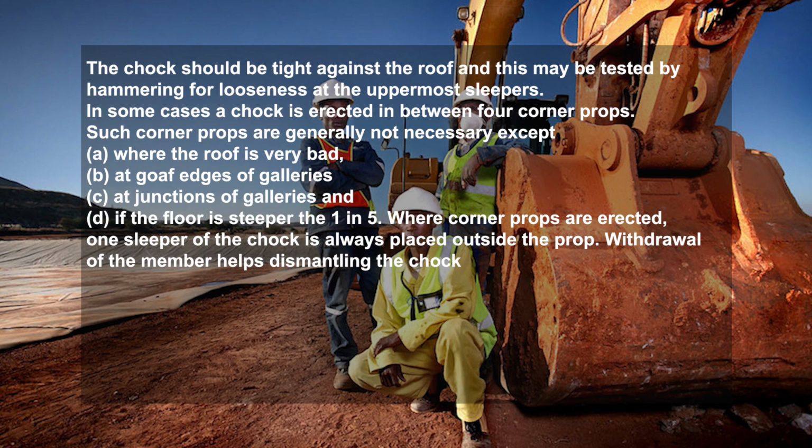In some cases, a caulk is erected in between 4 corner props. Such corner props are generally not necessary except where the roof is very bad, at gouge edges of a gallery and at junctions of galleries, and if the floor slope is 1 in 5, where corner props are erected. One sleeper of the caulk is always placed outside the props. Withdrawal of the members helps in dismantling the caulk.